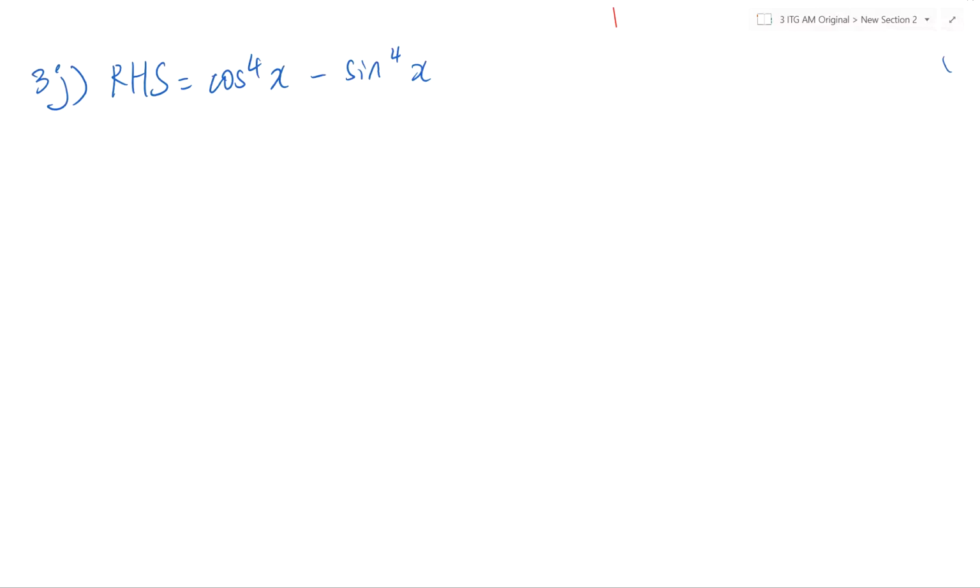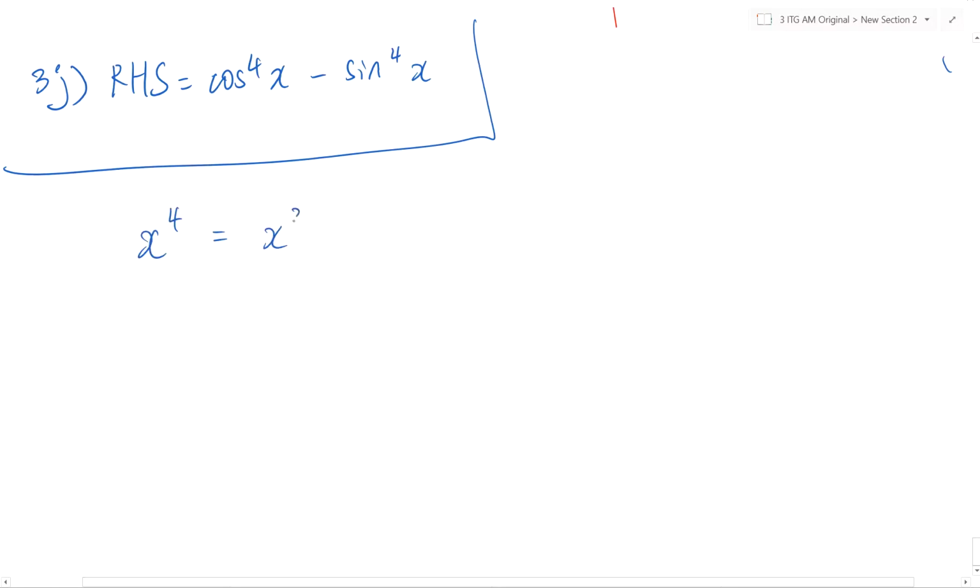Please talk to your partners. Yes. Why is it the same? Annotation, how you write things. X power 4, is it the same as x squared times x squared? Yes, obviously. So cosine power 4x is the same as cosine square x times cosine square x. They are the same.